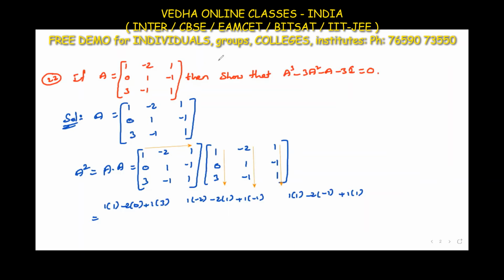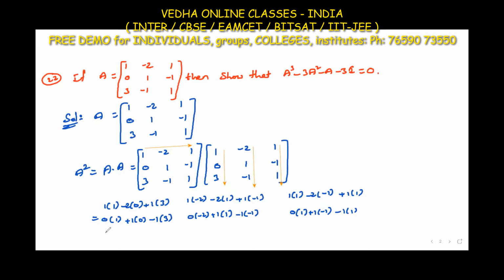Now take the second row, with the first column, second column, and third column. Second row with first column: 0 into 1 plus 1 into 0 plus -1 into 3. Second row with second column: 0 into -2 plus 1 into 1 minus 1 into -1. Second row with third column: 0 into 1 plus 1 into -1 minus 1 into 1.